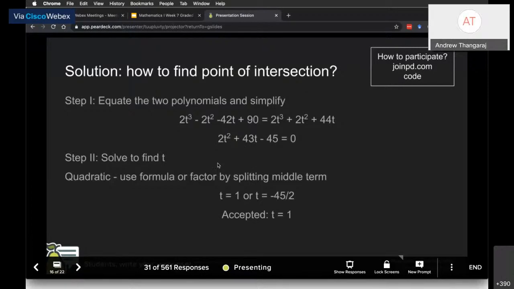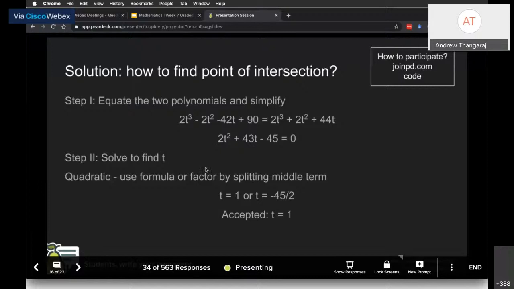Okay. All right. So you can use the formula. You just do that and you'll end up getting two different answers. One of them will be quite meaningless, like minus 45 by 2 is a meaningless answer in this context. You can pick t equals 1 as the correct answer. Okay, so you get t equals 1.